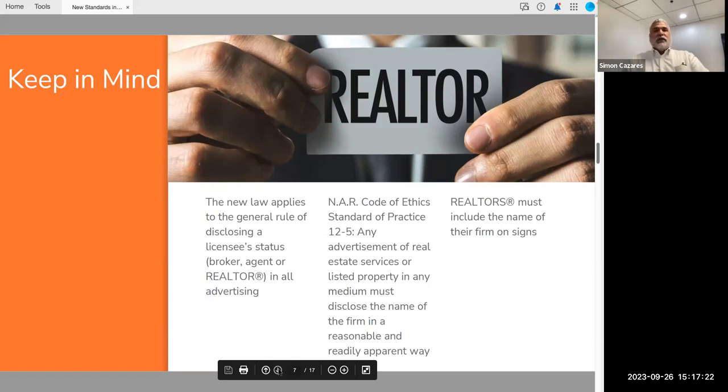Something to that nature. But with the National Association of Realtors, NAR Code of Ethics Standard of Practice under Section 12-5, any advertisement of real estate services or listed property in any medium must disclose the name of the firm in a reasonable and readable apparent way. So basically, if I'm driving, if I'm walking, or if you're telling me where this open house is, I have to know and disclose that it is a real estate agent.